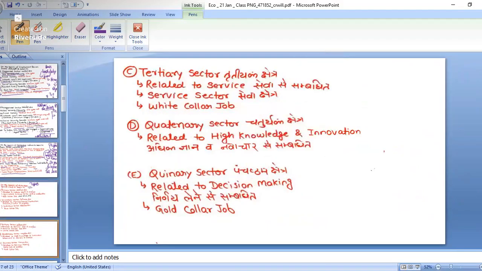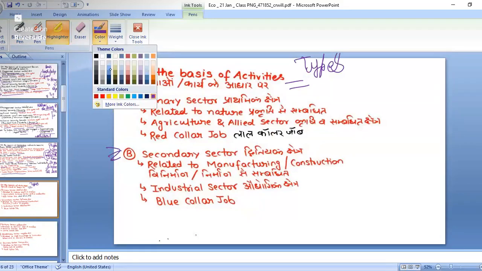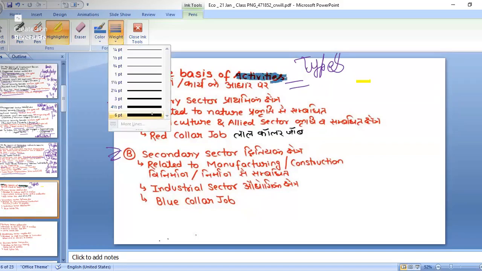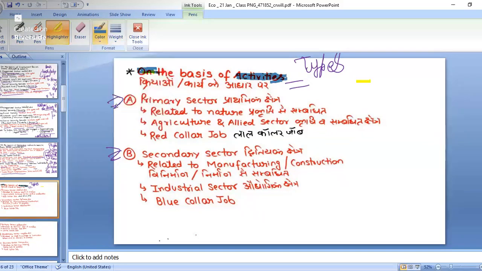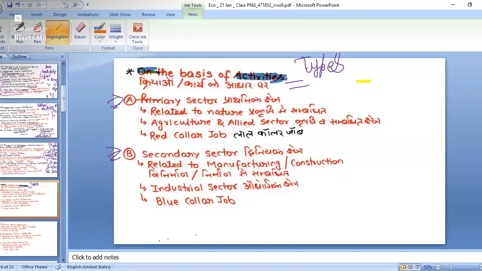Also we saw that we have tertiary sector, quaternary sector, and quinary sector. So all those sectors we will talk about in detail. Here, on the basis of activities, we have 5 types of sectors. So first we'll see the primary sector.